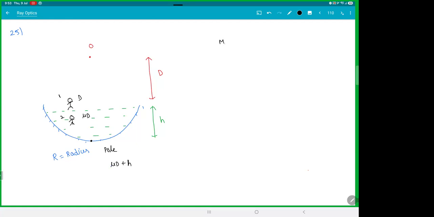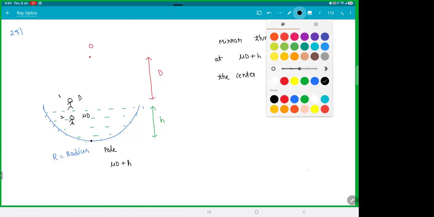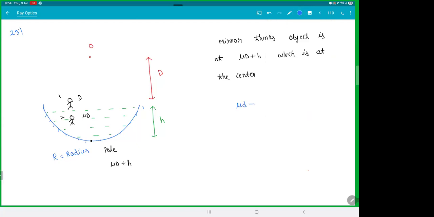So the mirror thinks object is at mu D plus H. Now in a concave mirror, the only time when the object falls at the image is at the center. Which is at the center. That is the whole idea there. So mu D plus h is equal to radius r. D is equal to r minus h per mu.